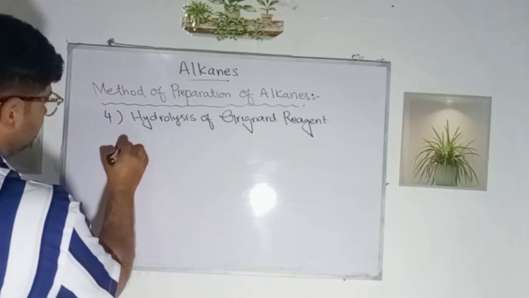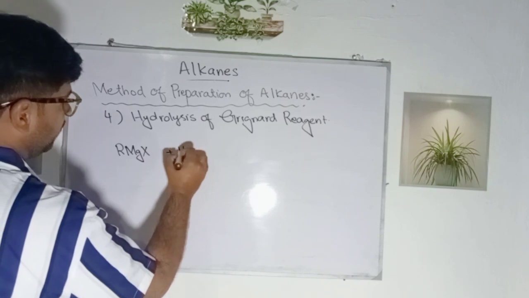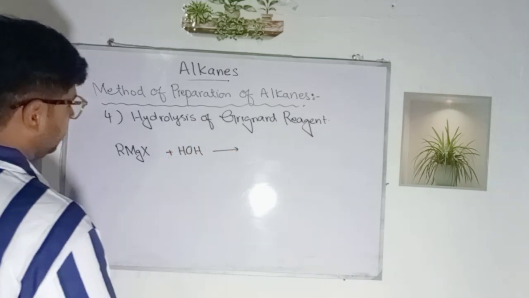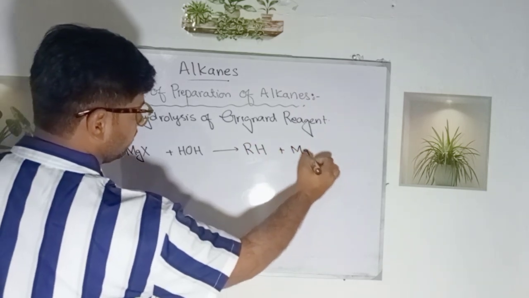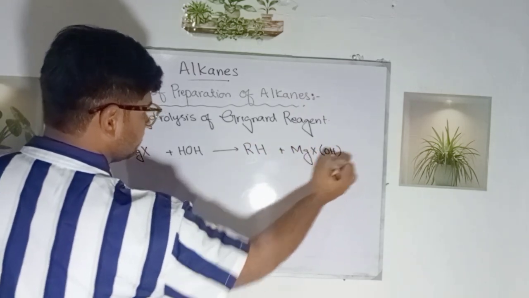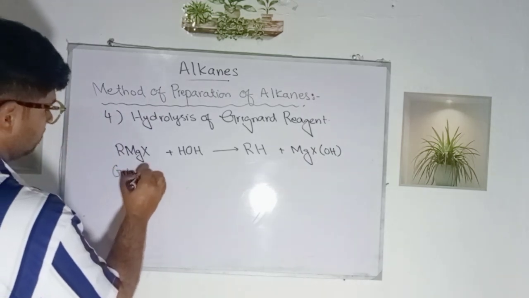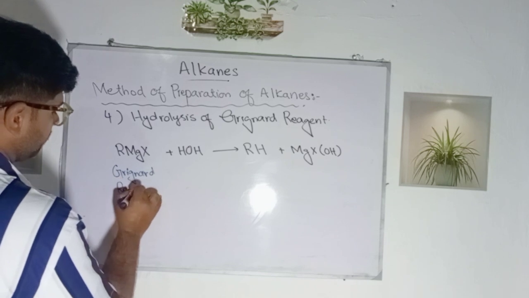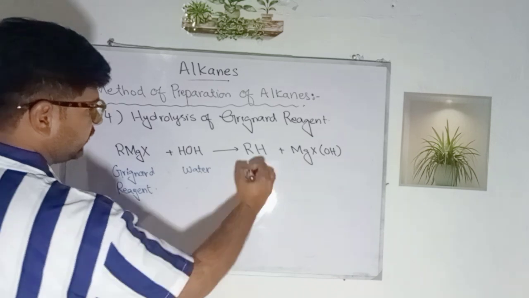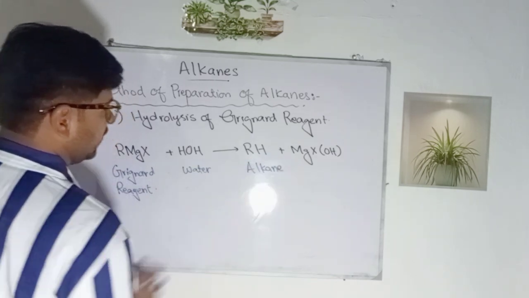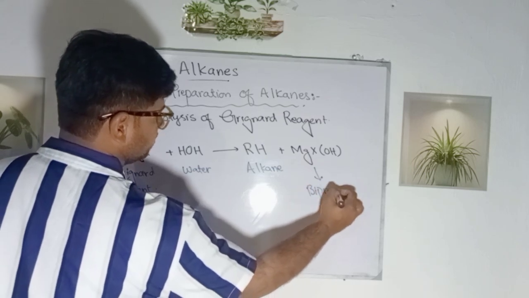Now the formula of Grignard reagent is RMgX, and upon hydrolysis it gives rise to alkanes with byproduct. So this one is Grignard reagent, and here we have water molecule, and it gives rise to alkanes and byproduct.